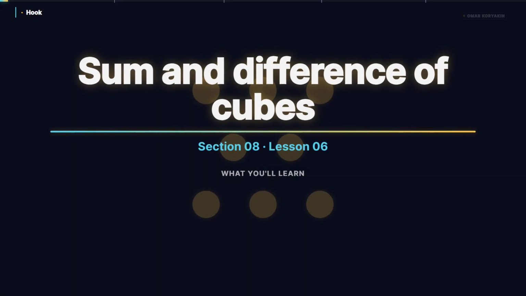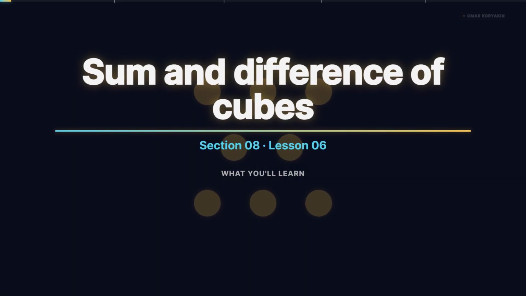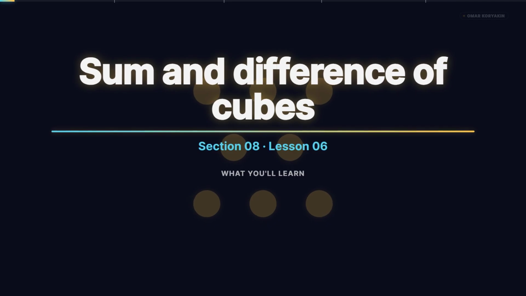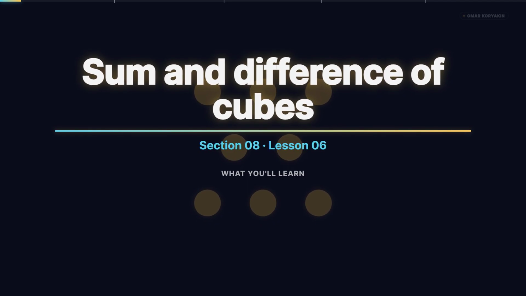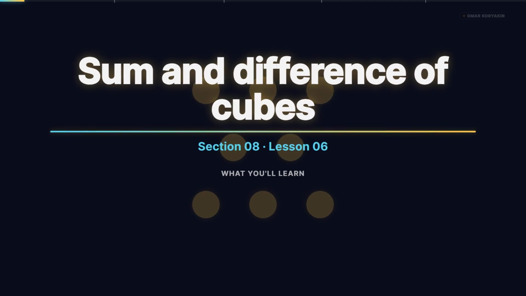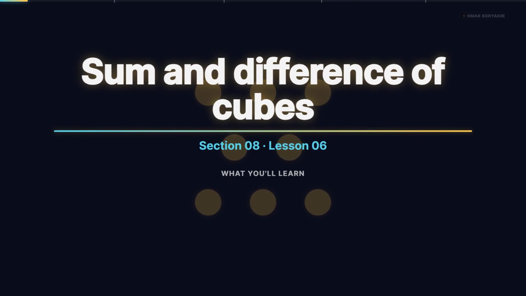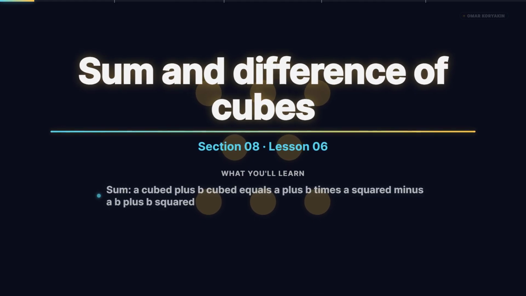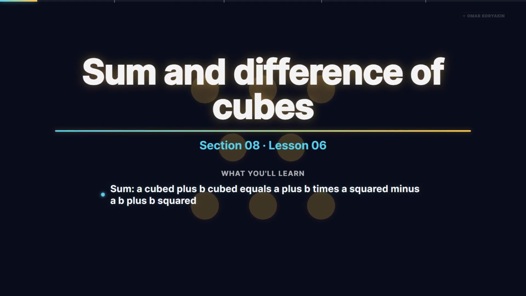Welcome to Section 8, Lesson 6. Two new factoring patterns join the toolbox today, the sum of cubes and the difference of cubes. They look more complicated than the difference of squares, but with the right memory aid they are just as fast to apply. Both patterns produce a binomial times a trinomial.